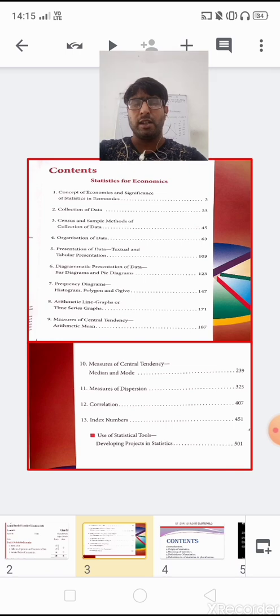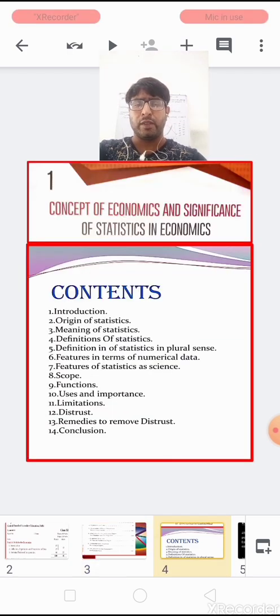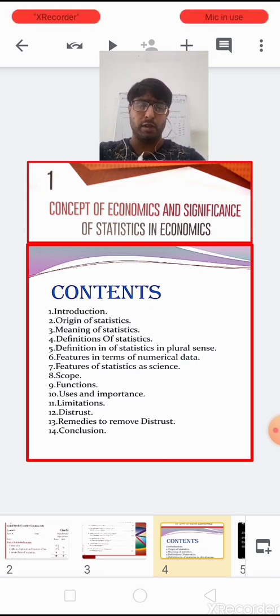So children, let us start with the first chapter, that is concept of economics and significance of statics in economics. As our chapter name is the concept of economics, we are going to learn the basic concepts of economics in this chapter, and the significance, the importance of statics in your economics.